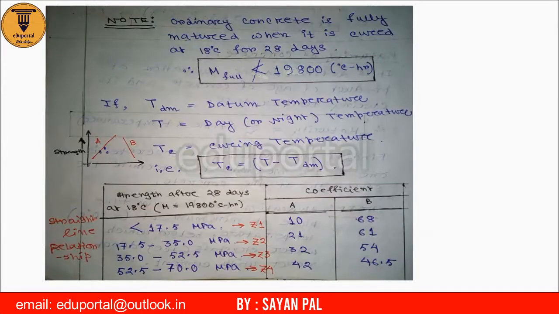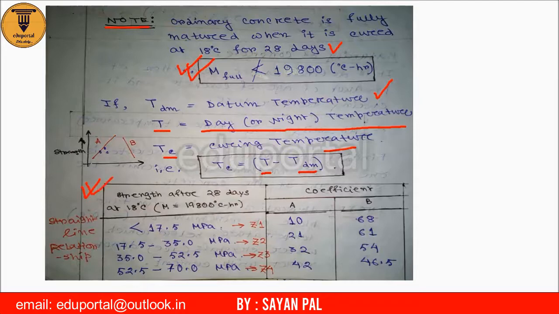Here is a small note that tells that ordinary concrete is fully matured when it is cured at 18 degrees Celsius for 28 days. So M full should not be less than 19,800 degrees Celsius hours. This is not that important, just information. Now here TDM is the datum temperature that is given in our question. T is the average day or night temperature, and TC is the curing temperature, which will be T minus TDM, that is, the average day or night temperature minus the datum temperature.